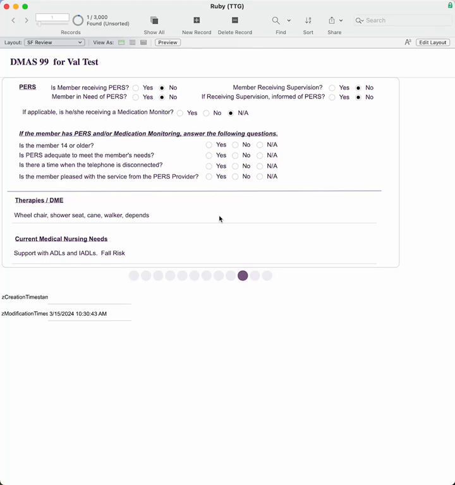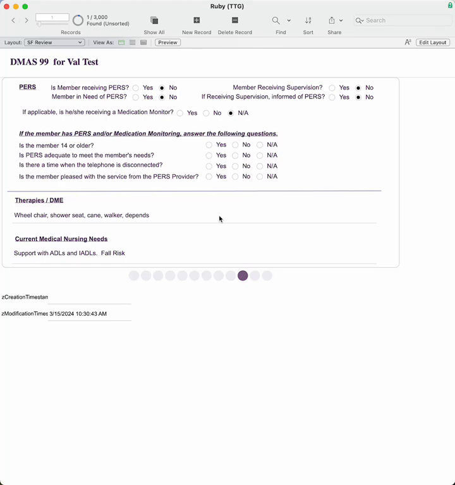If you put this before an MCO and they didn't see wheelchair, shower chair, cane, walker, depends, they're not going to realize how severe this is, right? So durable medical equipment is very vital to put there. It could be an oxygen tank. If they have diabetes, a blood glucose monitor could be listed there.